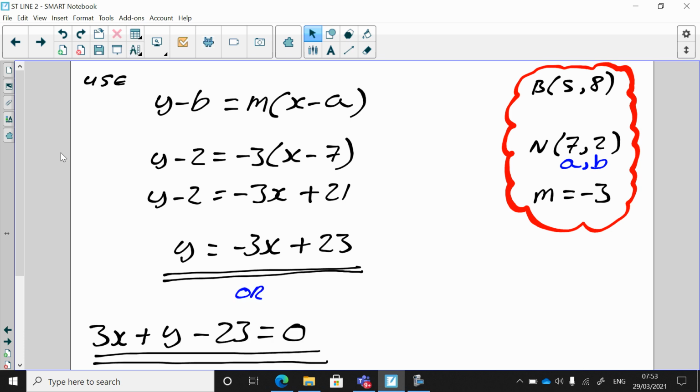Or if you wanted to put it in the general form, everything over the left hand side. With this one here, we didn't have any fractions anyway, but just make sure it's equal to 0 there.